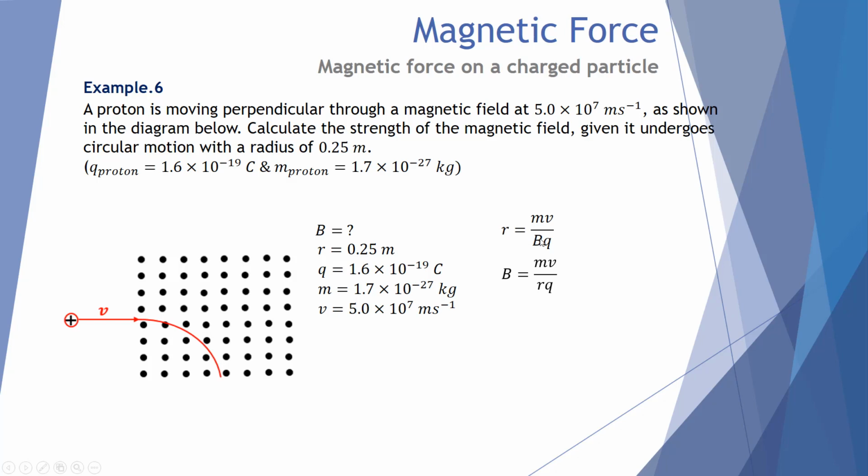In this scenario, we have the switch. We are dividing the R across the denominator and we're multiplying the bq out to the left-hand side of the equals. So we now have a new expression, B, the magnetic field strength, equals mv over rq. We sub our numbers in, and we find the magnetic field strength for this example to be 2.125 Tesla.